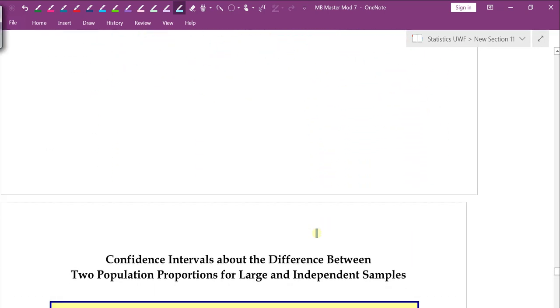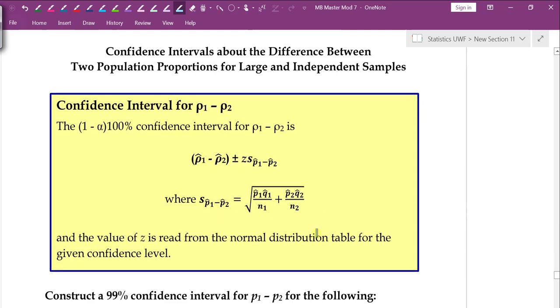Here we go. Confidence intervals about the difference of two population proportions for large and independent samples. So notice this formula and what we're talking about has to do with large and independent samples, and that's it. So we have confidence intervals for P sub 1 minus P sub 2, which is proportions for two different populations. And our confidence interval is going to be given as our point estimate, which is the difference of the two sample proportions, P hat sub 1 minus P hat sub 2.